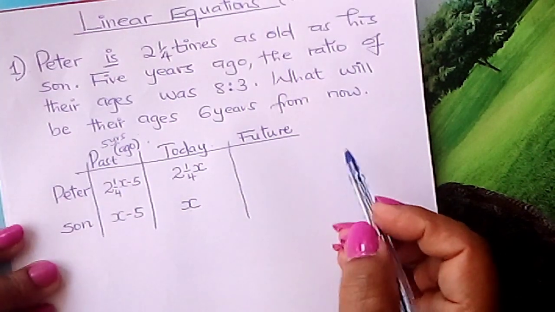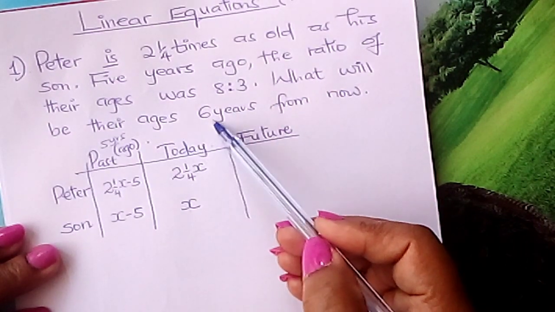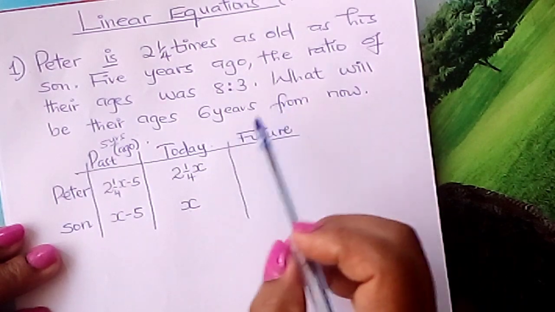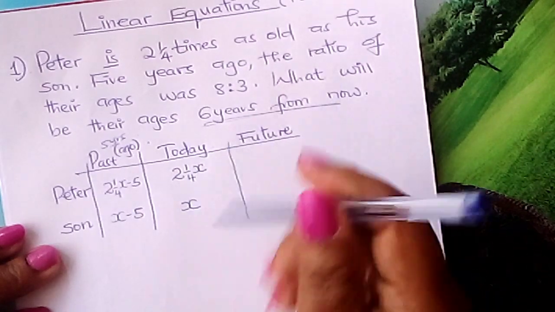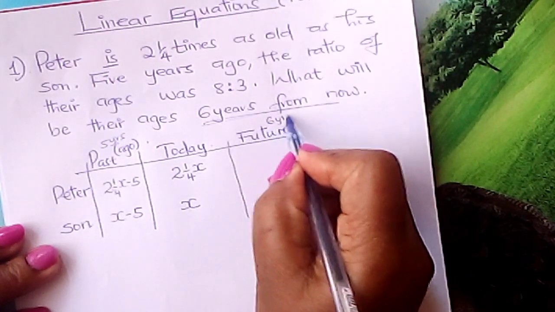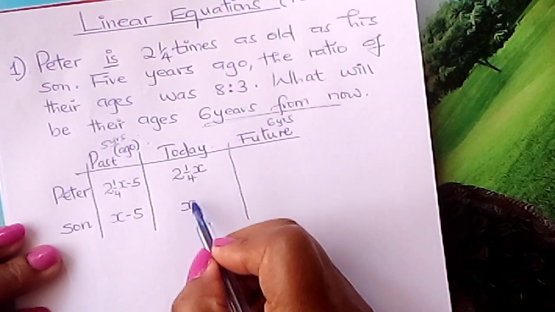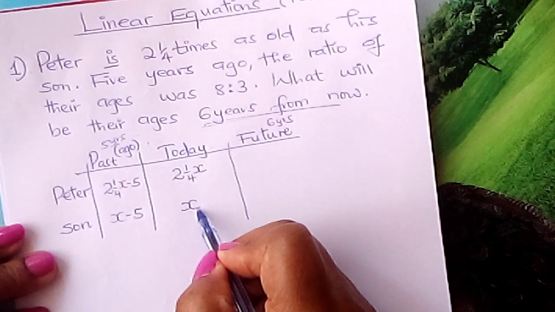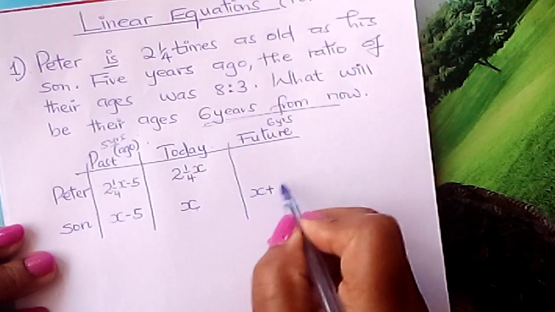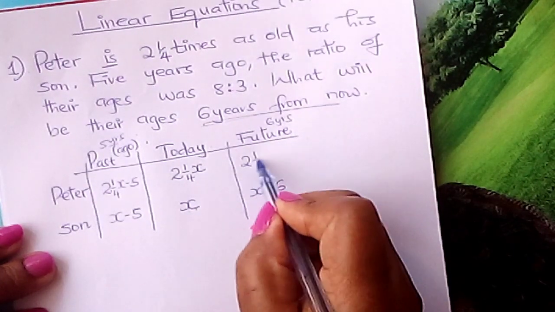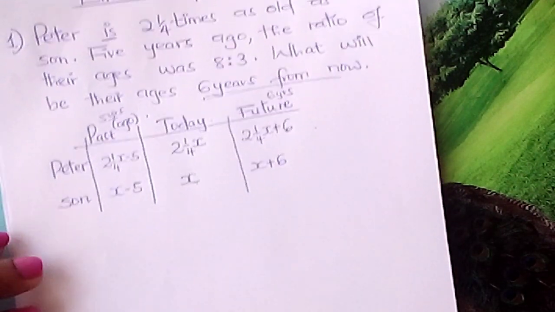From there, we go to the next sentence. What will be their ages 6 years from now? So we are talking about the future here, 6 years from today. So we go to the future. If the son is X years, in 6 years to come he will be X plus 6. We just add 6. The same case to the father, learner. So you have filled all the columns.